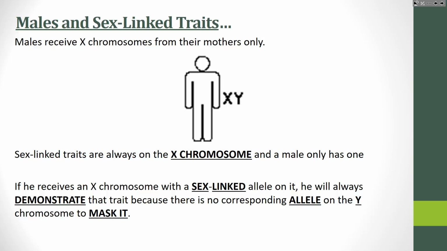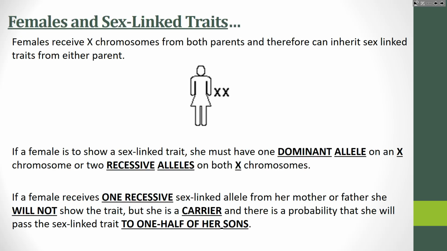If we get an X chromosome with a sex-linked trait on it, we'll always have that trait, no matter whether it's dominant or recessive, because there's no gene or allele on the Y chromosome to block it or mask it. With girls, because you get X chromosomes from both mom and dad, you actually have to have both parents at least carrying that. So one parent actually has to have that disorder or trait, and the mom at least has to be carrying it for the daughter to get it.